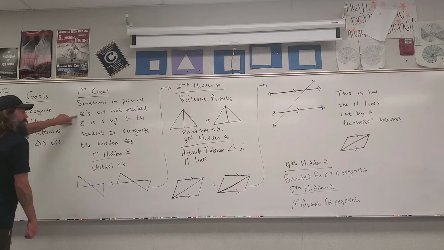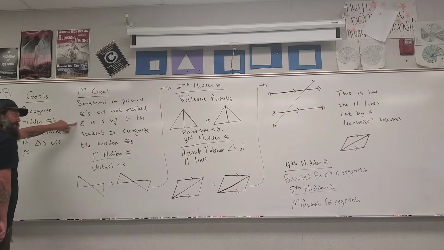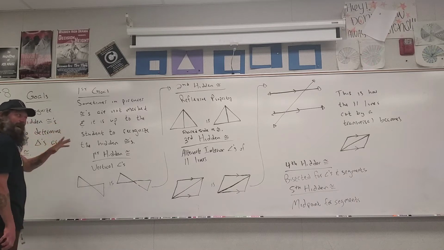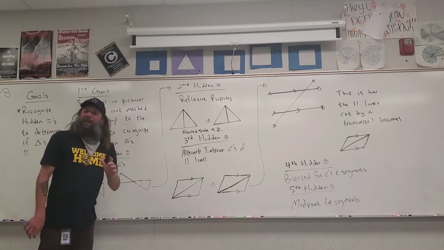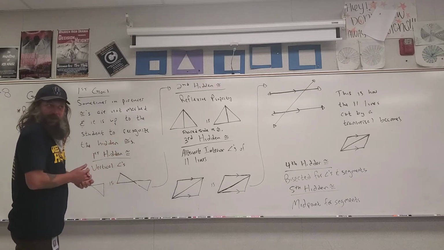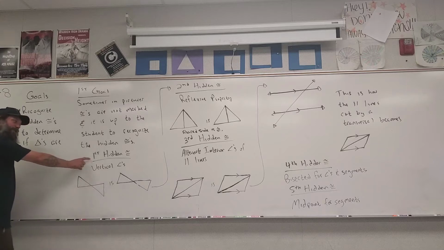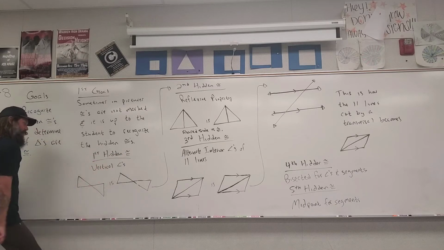Sometimes in pictures, congruences are not marked, and it is up to the student, which is you, to recognize the hidden congruences. I have 5 listed. There might be more. I think this covers them all though, but hopefully you'll get the idea. Our first hidden congruence is vertical angles.